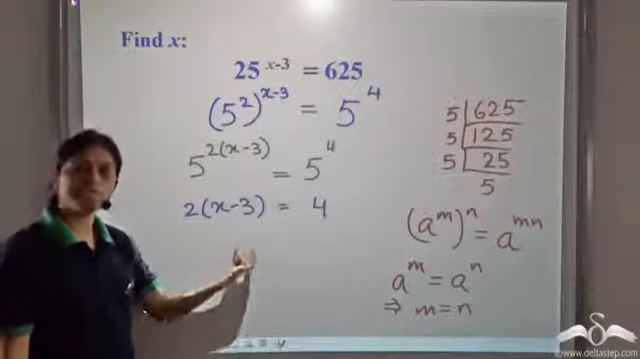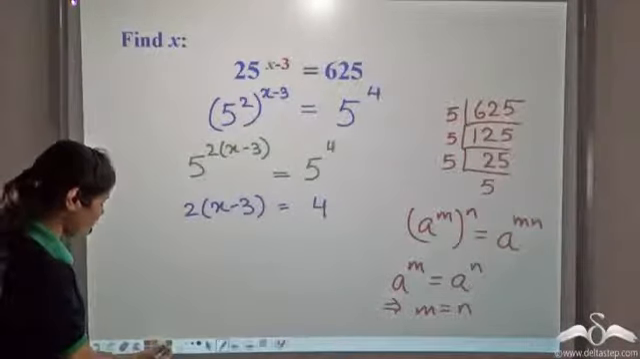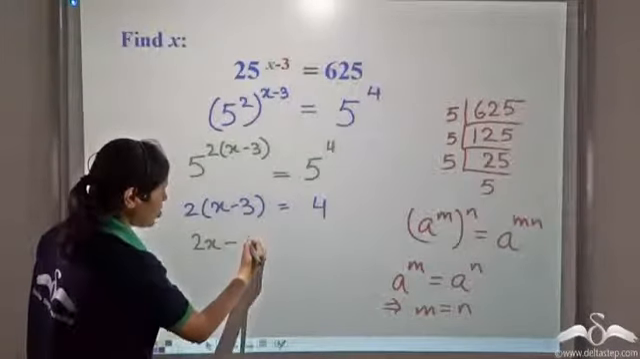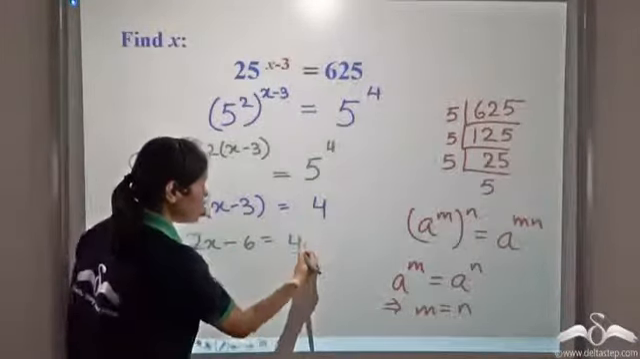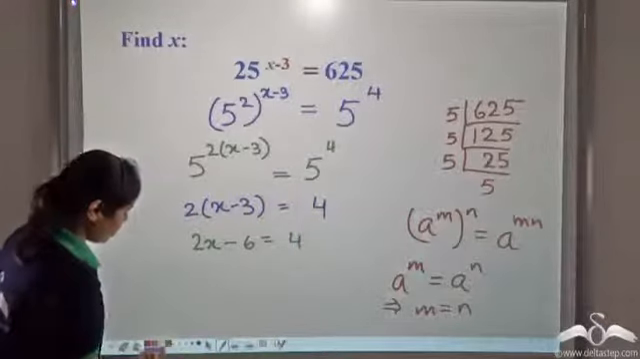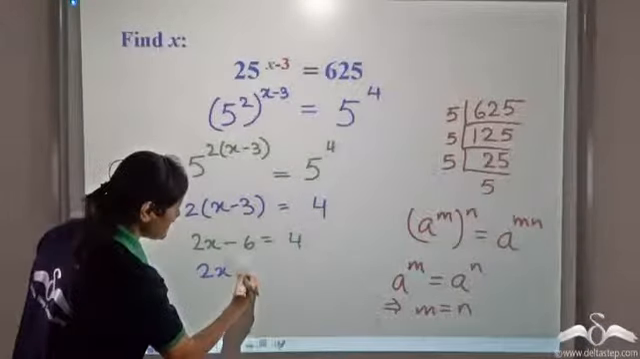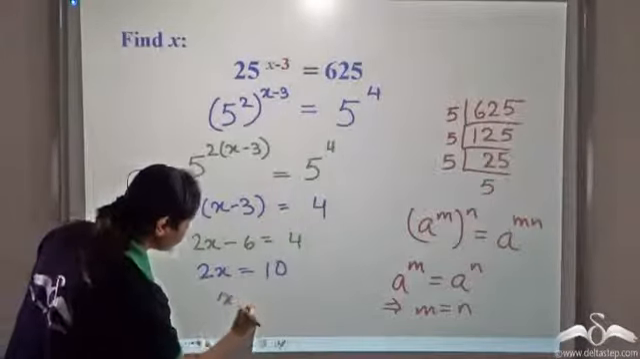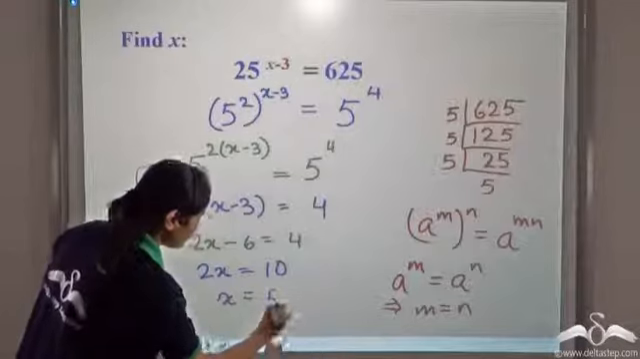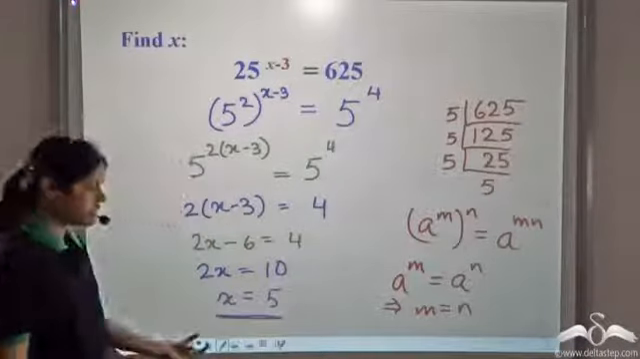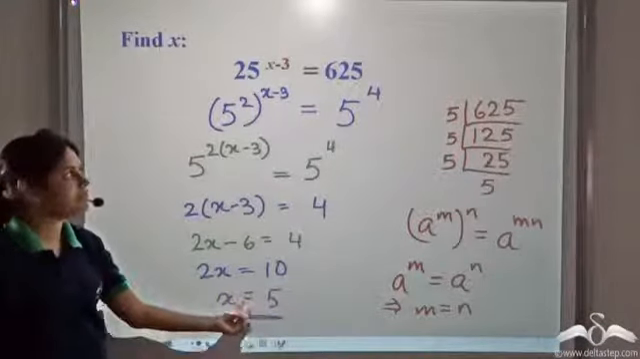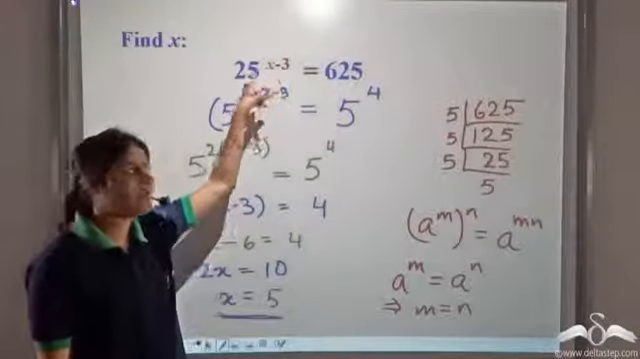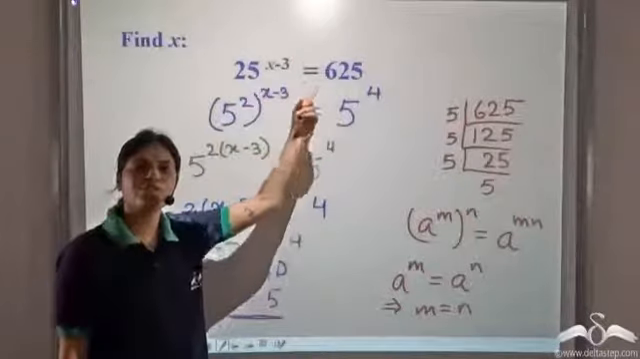And now we can solve this equation. So this is 2x minus 6 equal to 4, or 2x equal to 10, or we get x is equal to 5. So this is the value of x. X is equal to 5. Now you can substitute this value of x on the left hand side and see that this equation holds true.